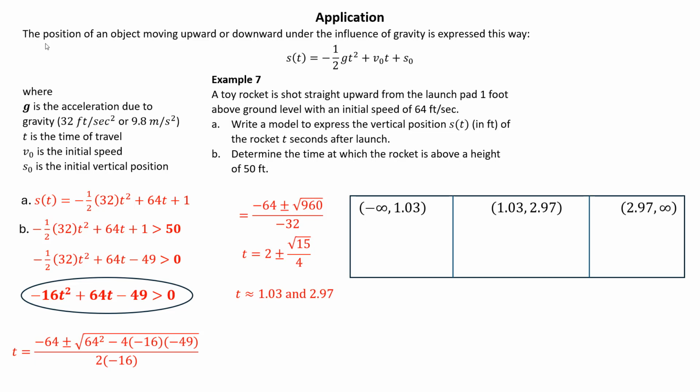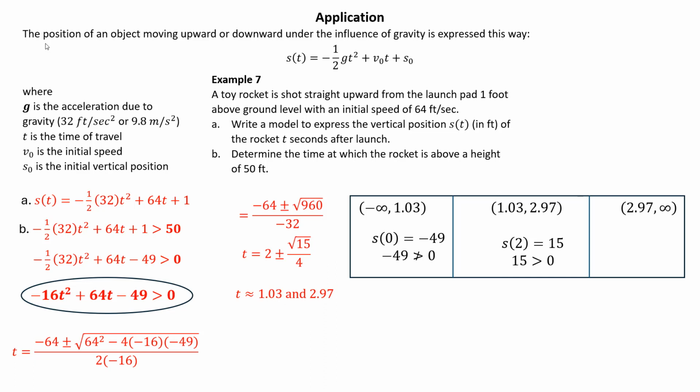So the intervals we're going to be looking at are these. We're going to be looking at -infinity to 1.03, that first 0, then 1.03 to 2.97, that second 0, and then 2.97 to infinity. So what we can do is just check values of t in each interval and see if when we put those into the function, we get something greater than 0. So if we put in 0, which is in this interval, into the function, we're going to get -49, and -49 is not greater than 0. And then if we try a number in the next interval, we could try 2. S of 2 is 15, and 15 is greater than 0. So that would work in that inequality.